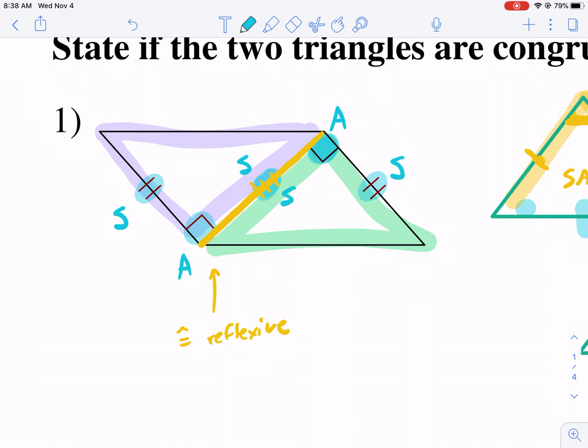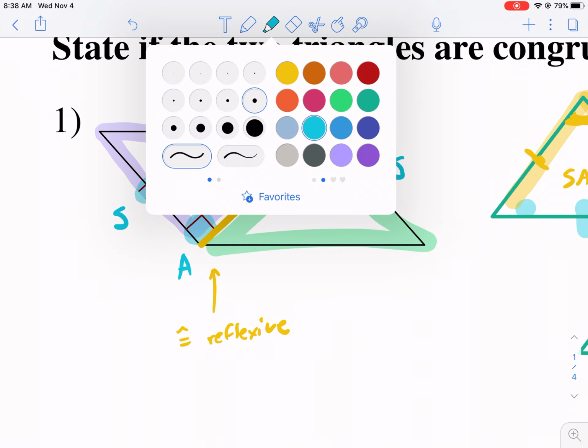So S and S. I'm going to label S for both the purple and the green. Okay, now I'm looking here, and what I want to do is figure out what my congruent statement is. This is where people get confused, okay? So how do we do this?